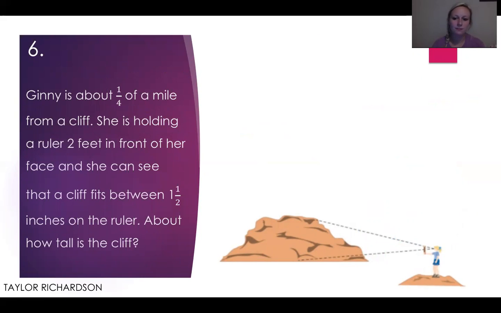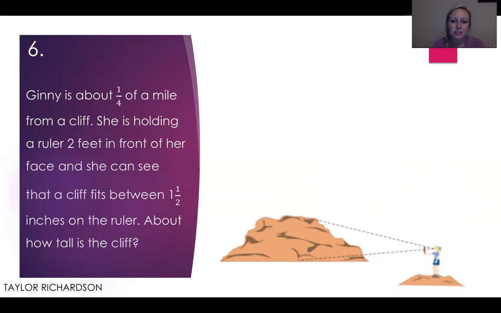Number 6 gives us quite a bit of information. It gives us this image on the bottom here, and it gives us some information. It tells us that Jenny is about 1/4 of a mile from a cliff. She is holding a ruler 2 feet in front of her face, and she can see that the cliff fits about in between 1.5 inches of the ruler. The question asks us how tall is the cliff?